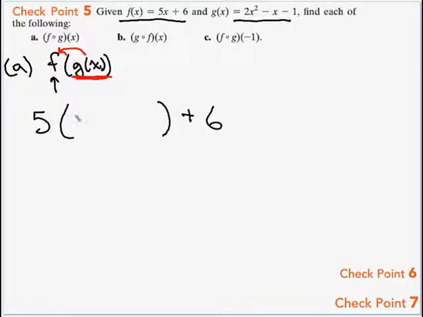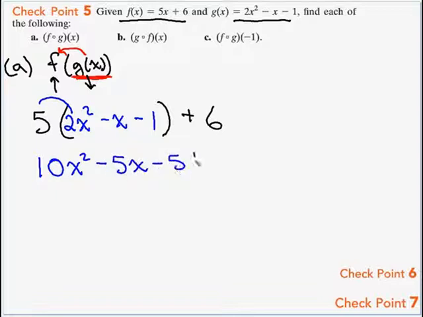But now that x is gone, that x is going to be replaced with the whole g of x function. And g of x was 2x squared minus x minus 1. So let's see, distribute the 5. That's going to be 10x squared minus 5x minus 5, and then we have our plus 6. When we combine like terms, 10x squared minus 5x plus 1 would be our final answer.